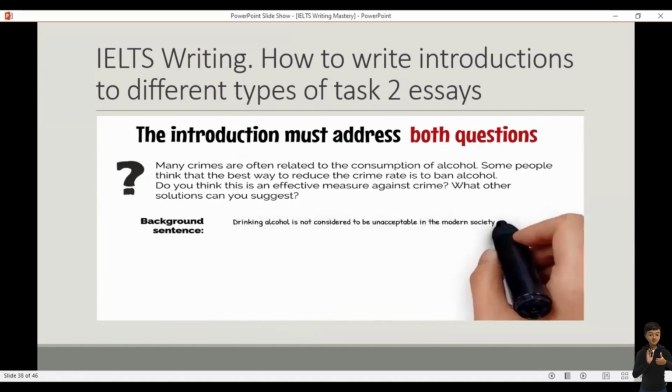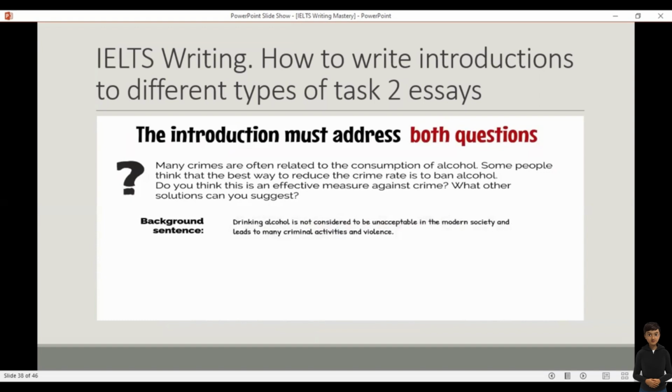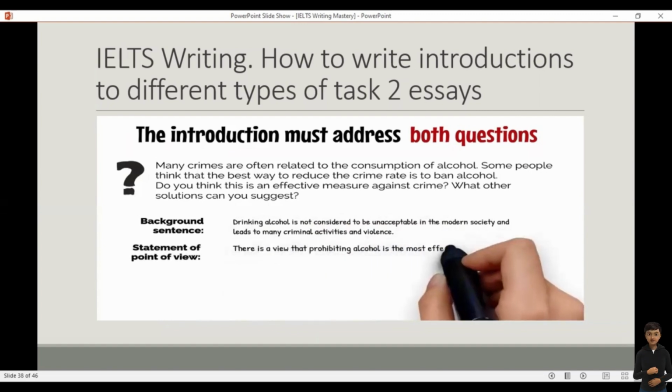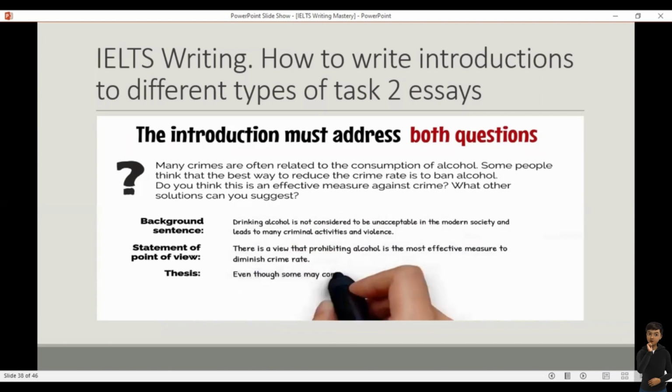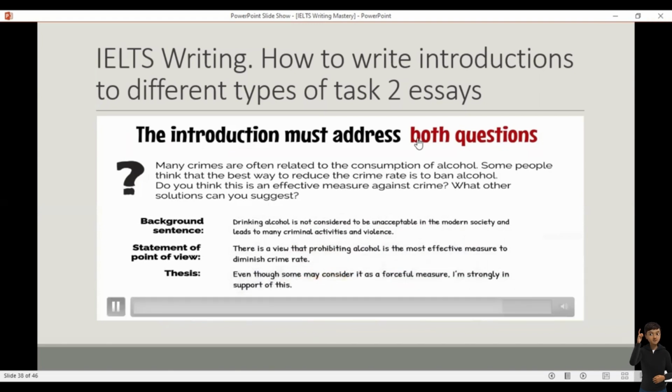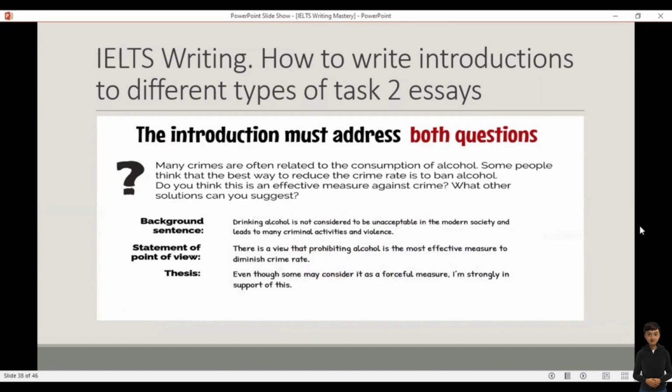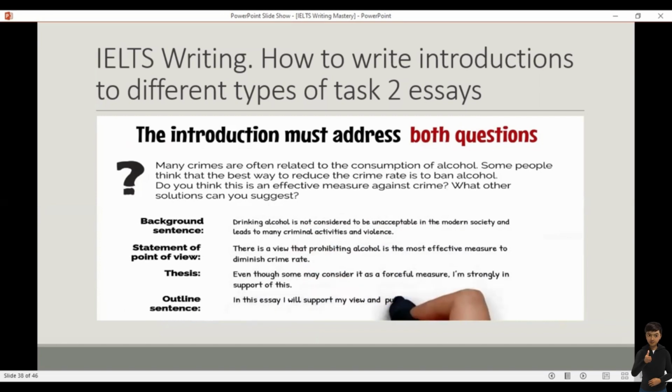Background sentence: Drinking alcohol is not considered to be unacceptable in the modern society and leads to many criminal activities and violence. Statement of point of view: There is a view that prohibiting alcohol is the most effective measure to diminish crime rate. Thesis: Even though some may consider it as a forceful measure, I am strongly in support of this. Outline sentence: In this essay, I will support my view and put forward alternative solutions to overcome this issue.